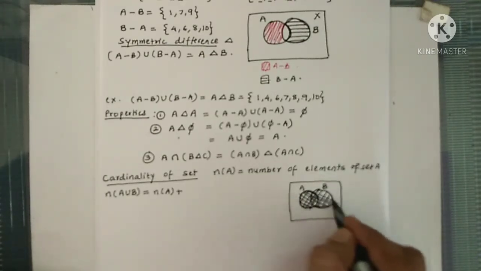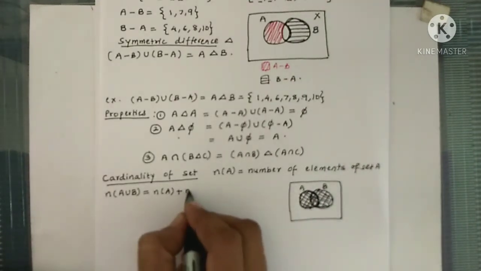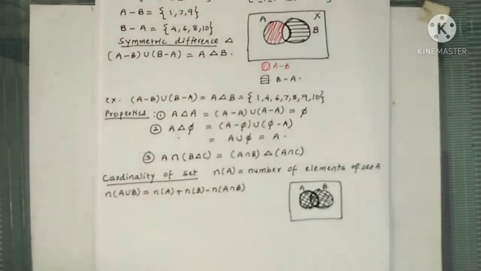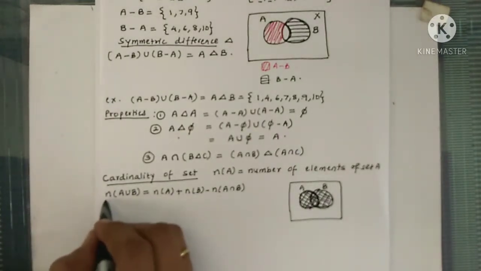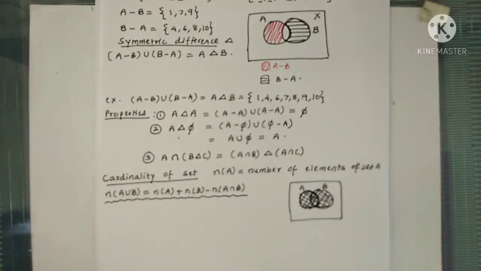While considering B, we are considering this portion again. So this portion is counted twice, in A as well as in B. So we have to subtract it once, as we have counted it twice, but we want the count to be only once. So n(A union B) becomes n(A) plus n(B) minus n(A intersection B). This is an important result, and while solving examples we are going to use it. That is, the number of elements of A union B is the number of elements of A plus the number of elements of B minus the number of elements of A intersection B.